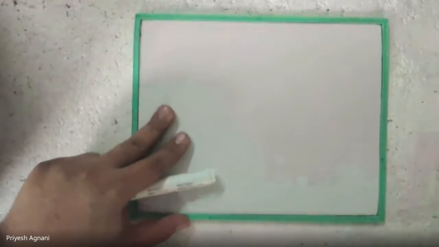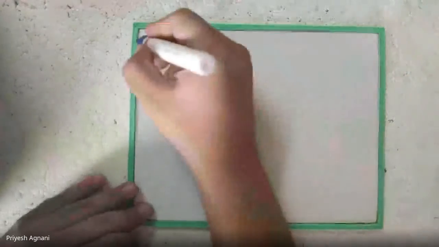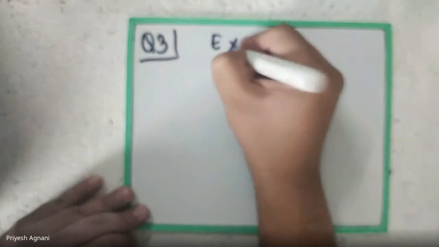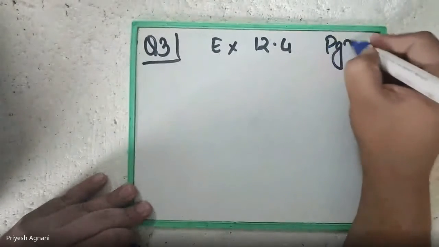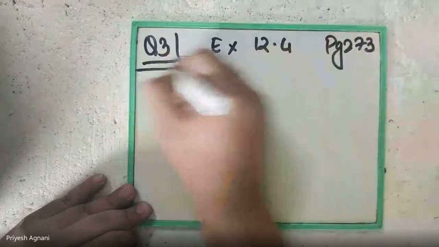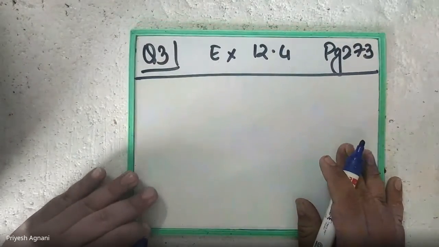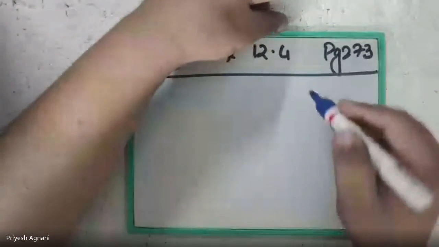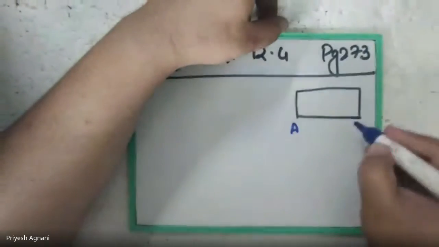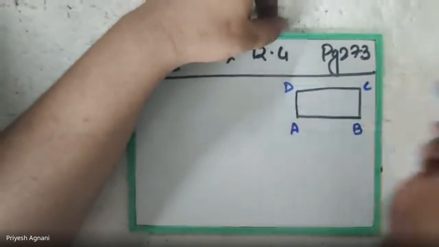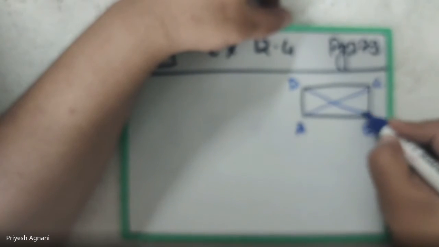So we come down to the next set of questions. I want everyone to write it down. Next set of questions. Question number 3. Exercise 12.4, page 273. Question number 3 says that the diagonals of a rectangle ABCD. पहले तो हम rectangle draw करेंगे. This is a rectangle A, B, C, D. In this, we have diagonals that intersect at O.